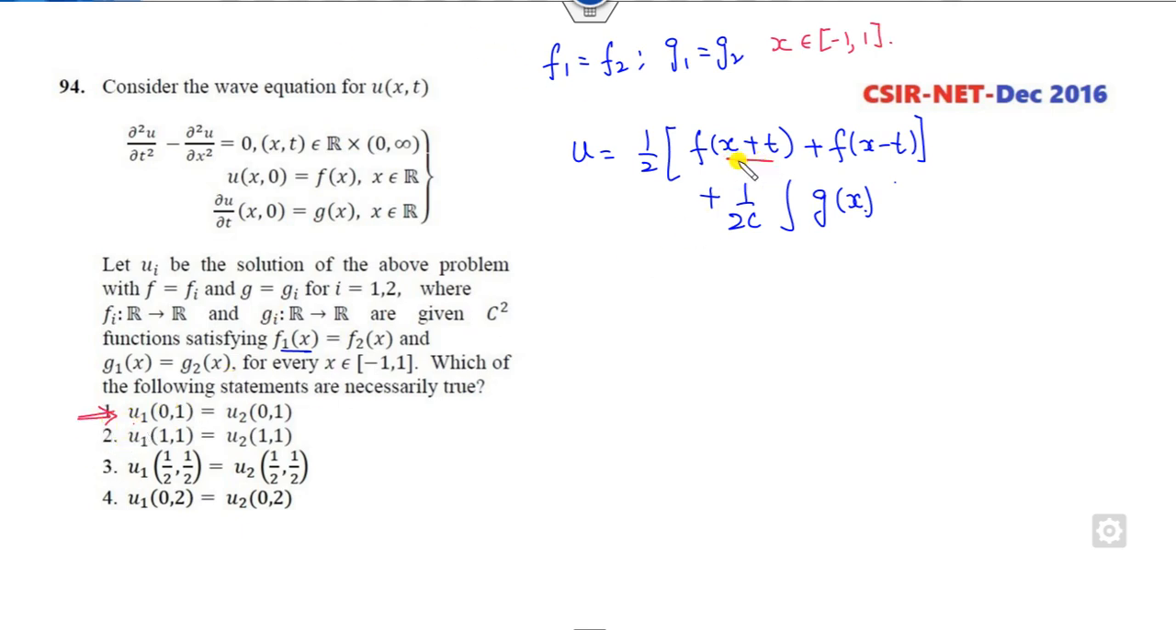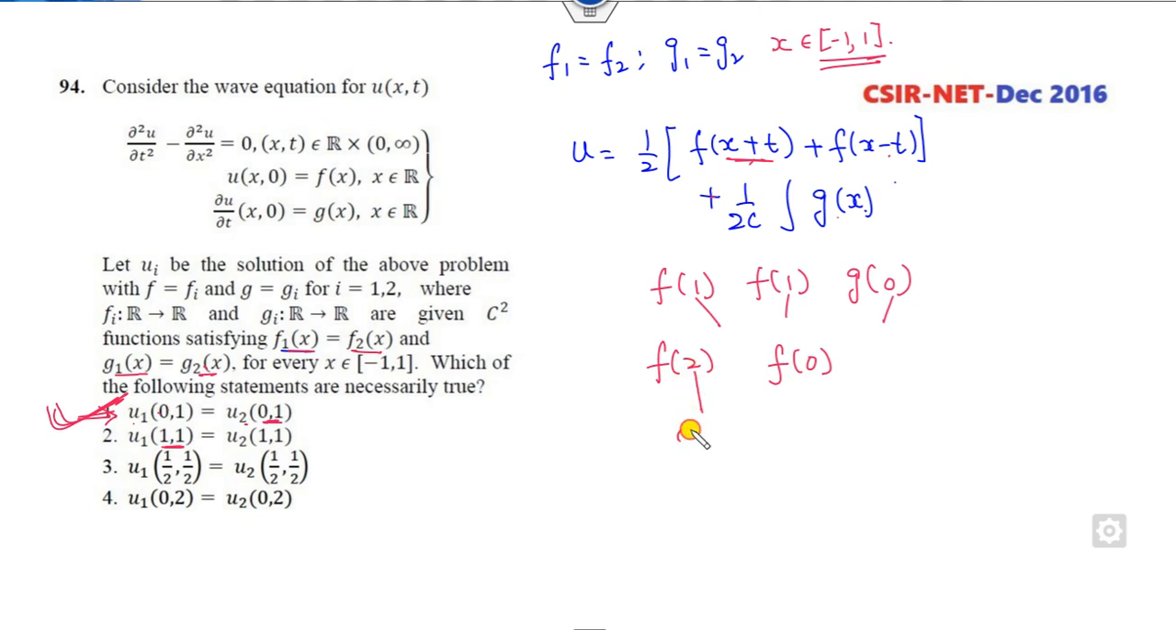When it's 0, 1, this value will be F1, this value will be F1, and this value will be 0. Fine. G, x, x is my 0. So these values 1, 1 and 0 belong to this. It means both are same, and corresponding to this also, this is the right answer, because F1 and F2 are same, G1 and G2 are same. In this case 1, 1, it is my F of 2, this is my F of 0, but 2 does not belong to minus 1, 1.